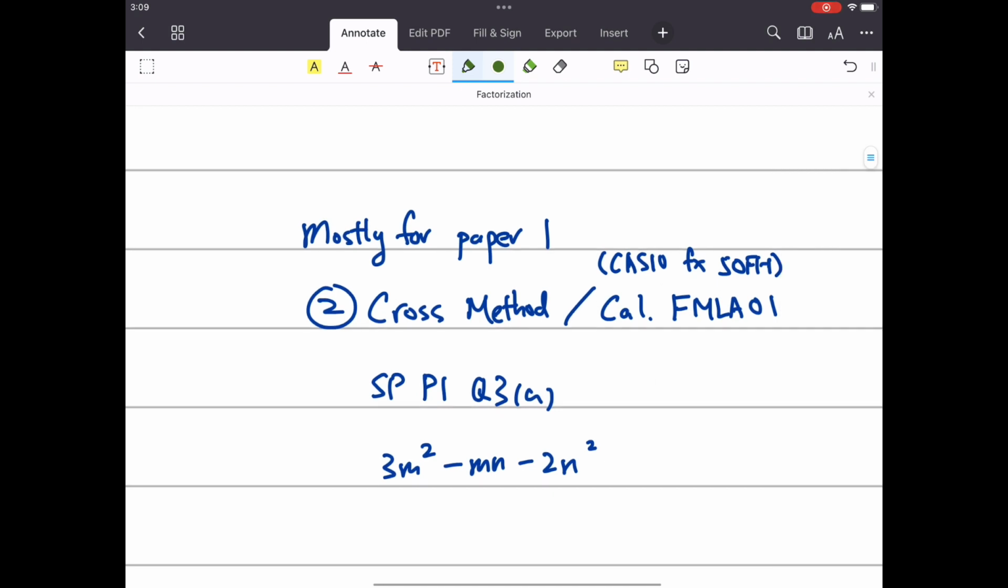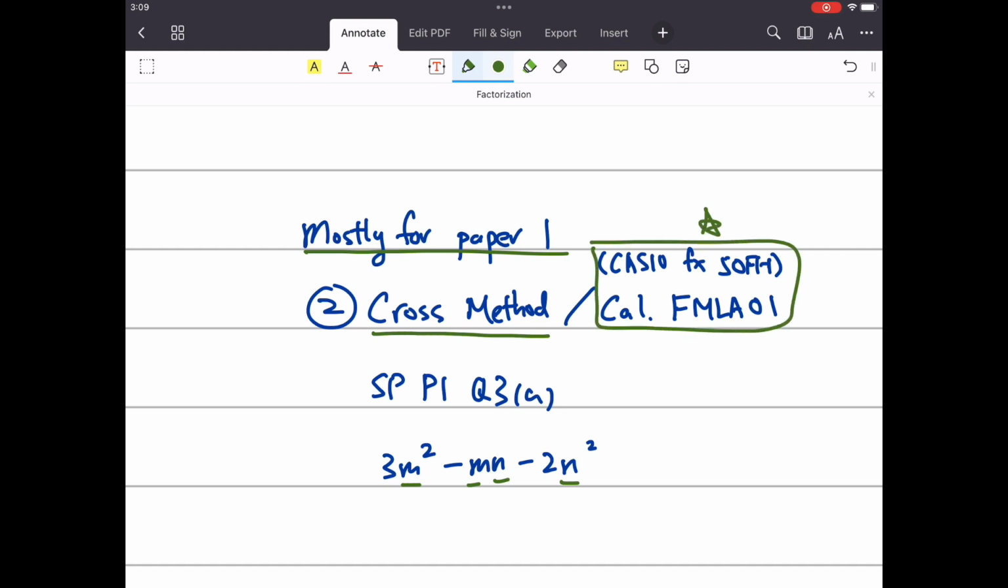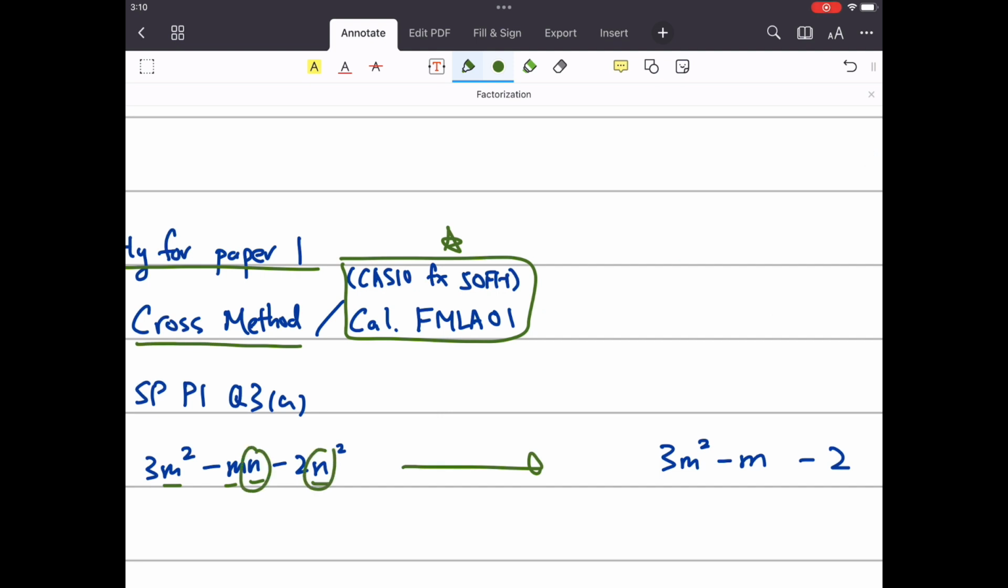For this second part, it is mostly for paper 1. Therefore, you may skip this part if you are focusing on MC only. You may either use the cross method, or we are going to introduce the calculator and how it will help you get the answer. For factorizing this one, if you ignore the n, it will become 3m squared minus m minus 2. If we use formula 0, 1, we put a as 3, b as -1, and c as -2.